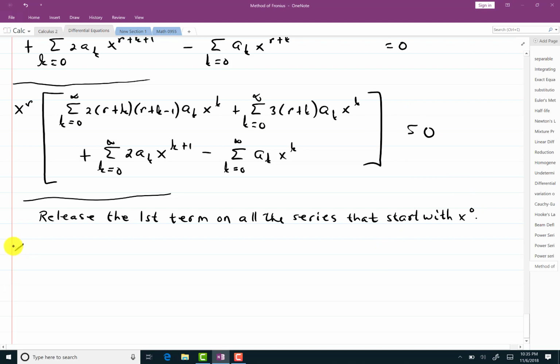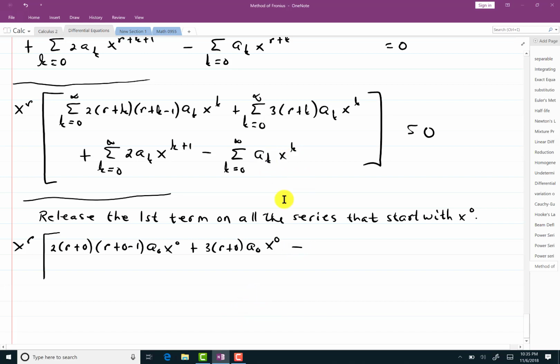So I'll have my x to the r. I'll start a bracket and then I'll finish it when I know how big this gets. When I release the first term from the first series, I'm going to get 2 times r plus 0, r plus 0 minus 1, a sub 0, x to the 0, plus the first term from the second series, I'll get 3 times r plus 0, a sub 0, x to the 0. Remember, the a sub 0s are important to help us to determine our indicial equation.